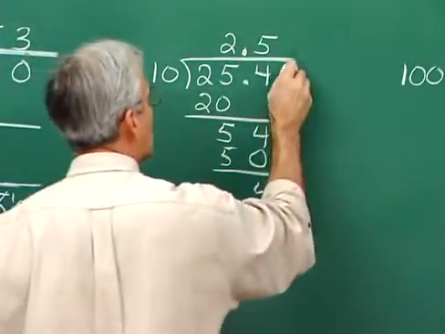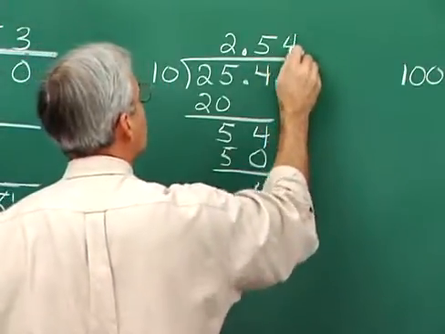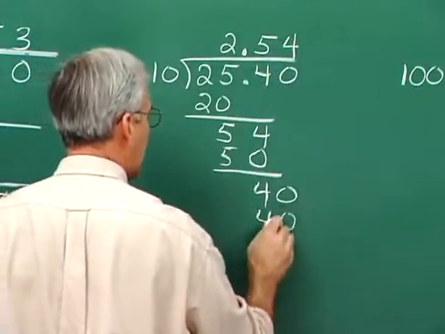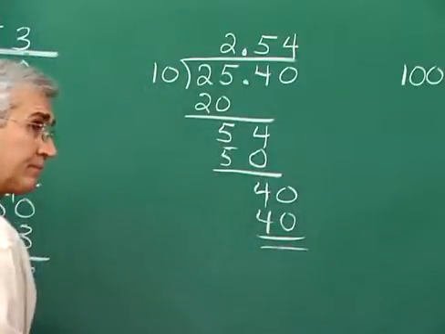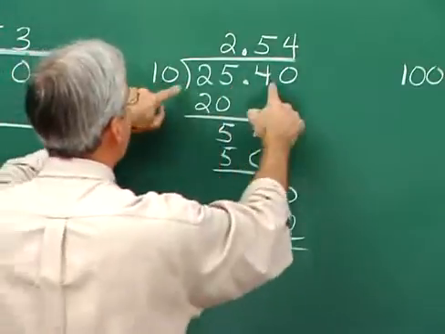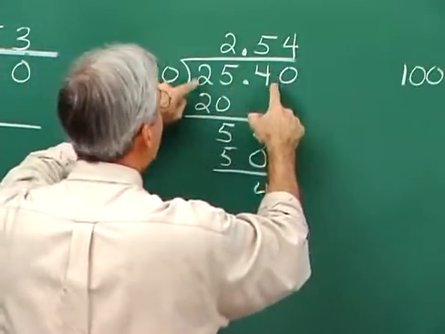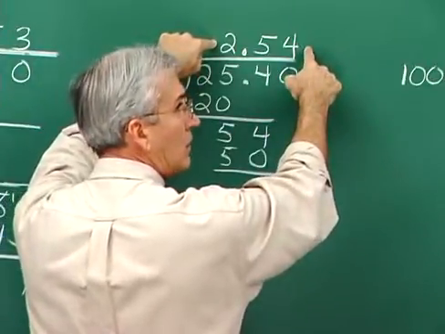Let's carry the division one more place. 10 into 40 goes 4. 4 times 10, 40. And now the division has gone evenly. And our answer is 2.54. Now, look at what we were dividing into. We were dividing 10 into 25.4. And our answer is 2.54.